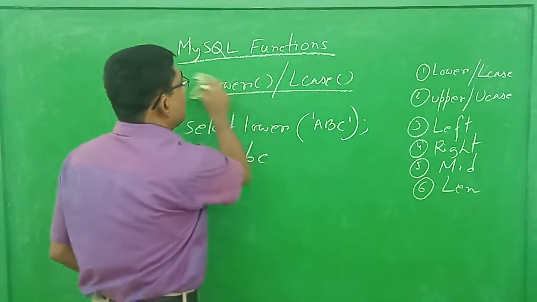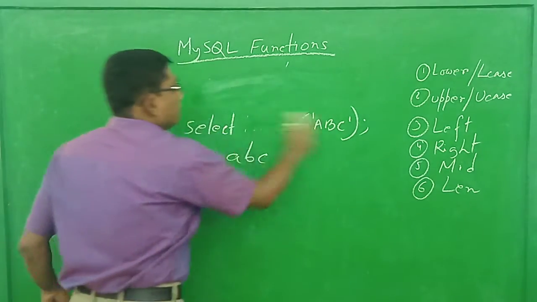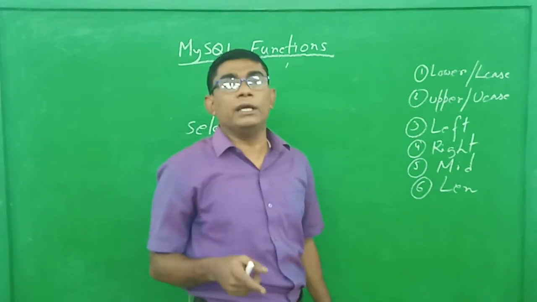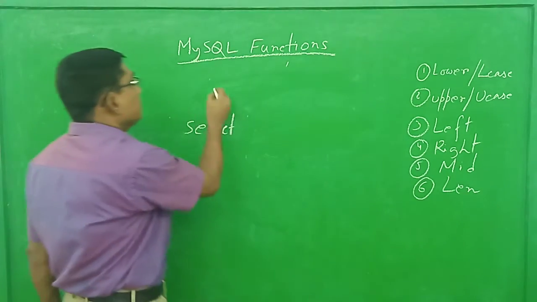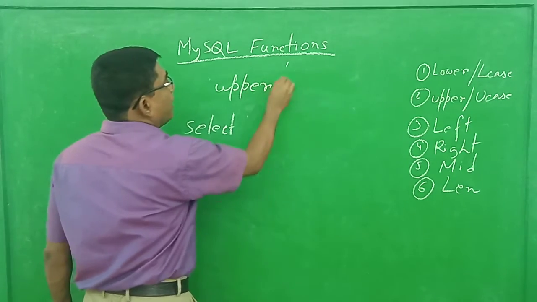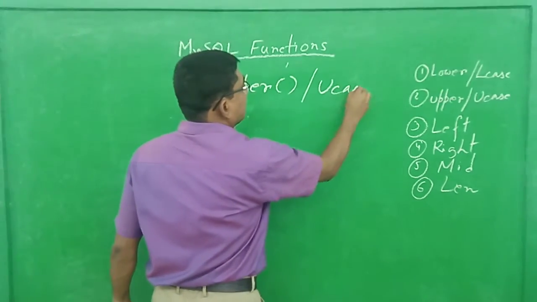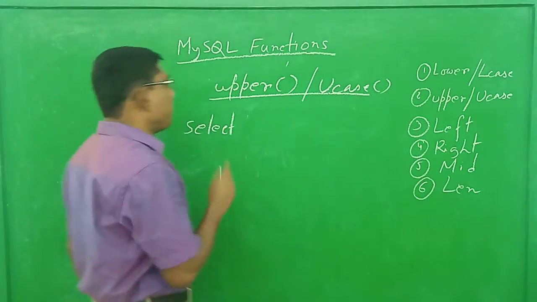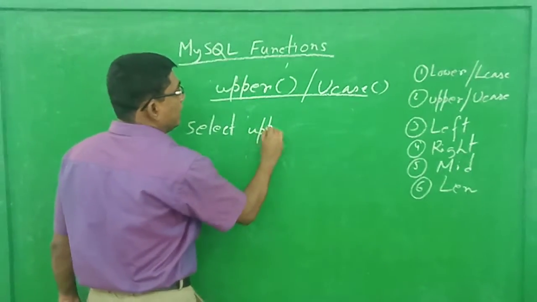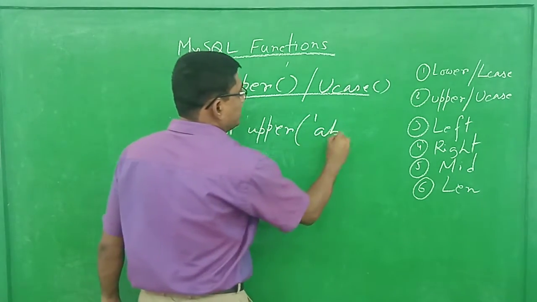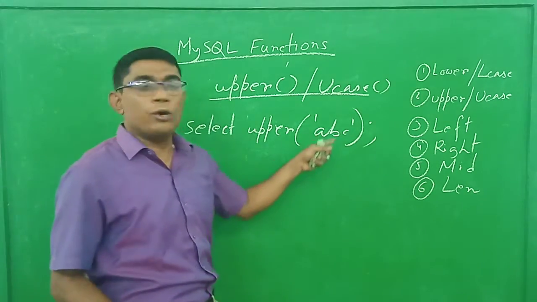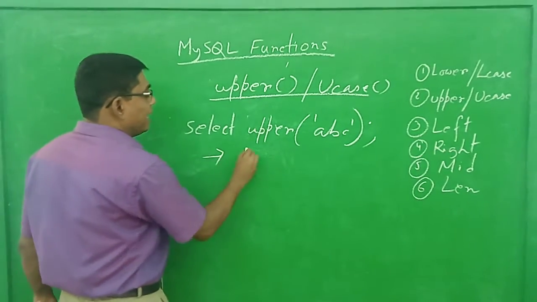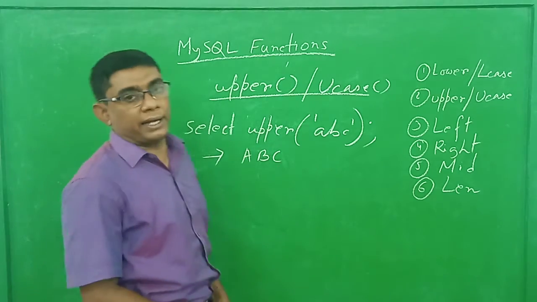The next function is upper or UCASE. What is the upper or UCASE function? This function converts a string into uppercase. Suppose you write SELECT UPPER within quotation marks, abc. So abc is all in lowercase, and this function converts it into uppercase. What will be the answer? The answer is ABC in uppercase.